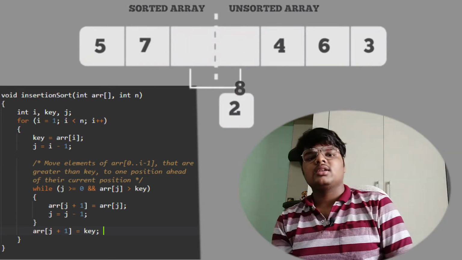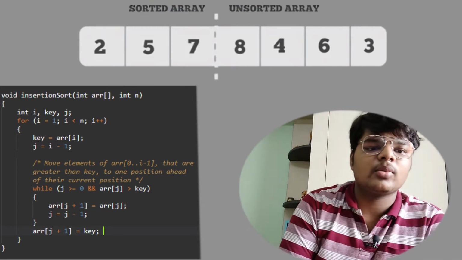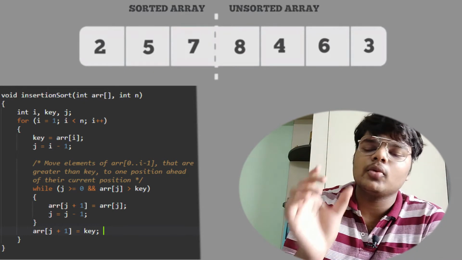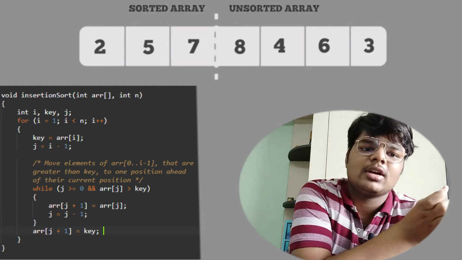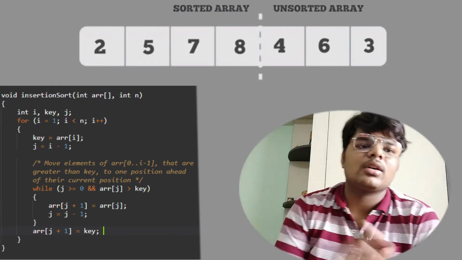Compare 2 with 8, 7 and 5 simultaneously, and as 2 is the smallest among all these numbers, move 2 to the leftmost end of the array. So now the first element of the array becomes 2. Again shift the marker to the right.